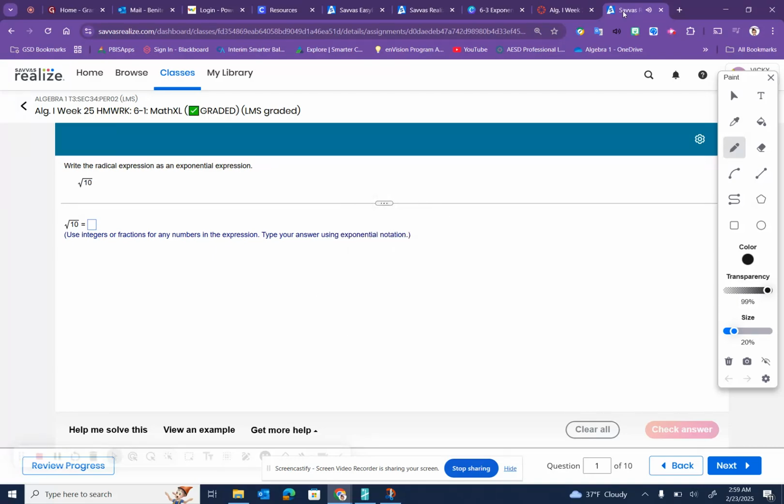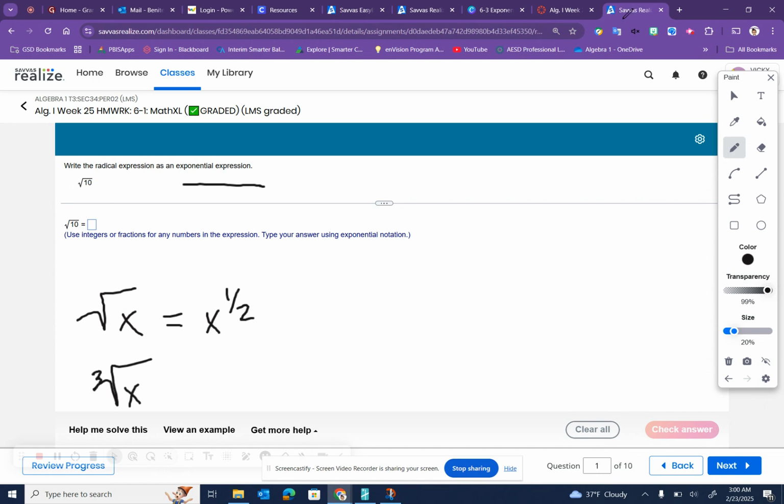Okay, going to week 25 homework. You were either going to simplify expressions or write radical expressions using exponential expressions, meaning to a power. So if you look at this one, you have square root of 10. Recall that when you're using exponential expressions, if you have anything that is a square root, you write it as to the 1/2. If you have a cube root, we would express that as to the 1/3.